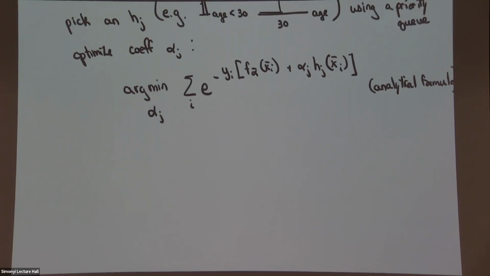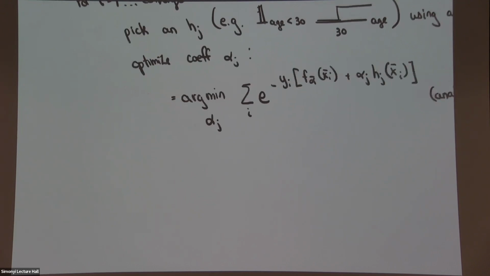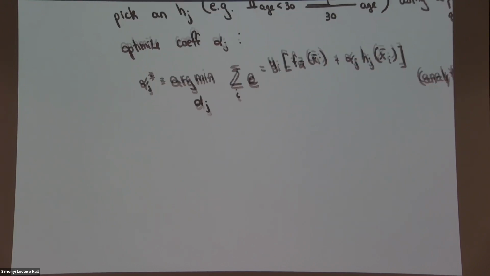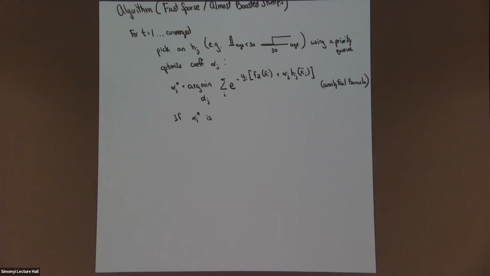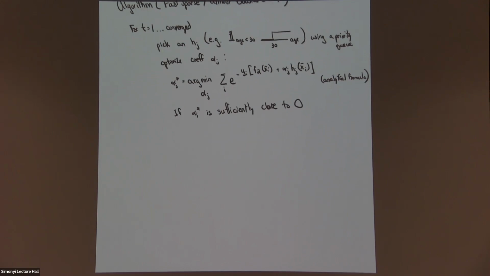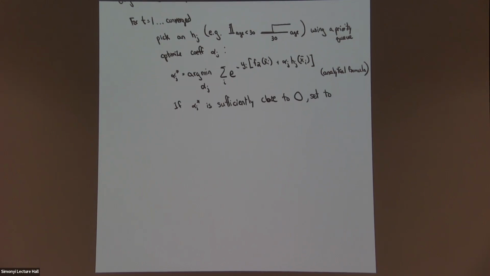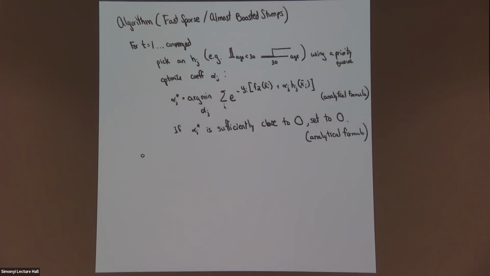Now, this thing, we'll call it alpha_j star. And if alpha_j star is sufficiently close to zero, you're going to set it equal to zero. And there's another analytical formula that tells you when to do this. The formula says if alpha_j star is less than some threshold, set it equal to zero. And then move on to the next one.